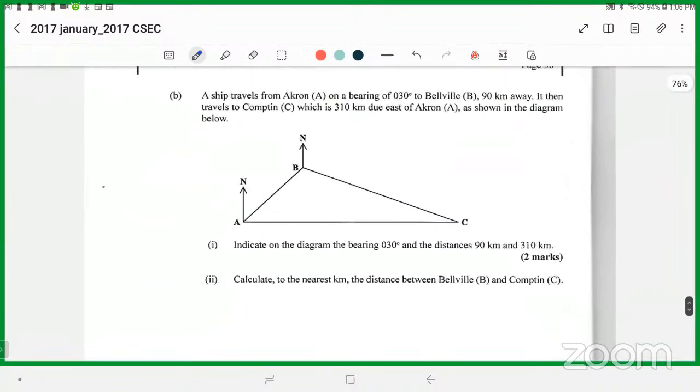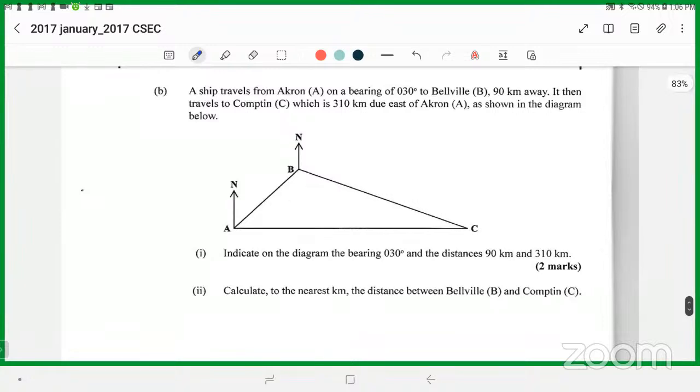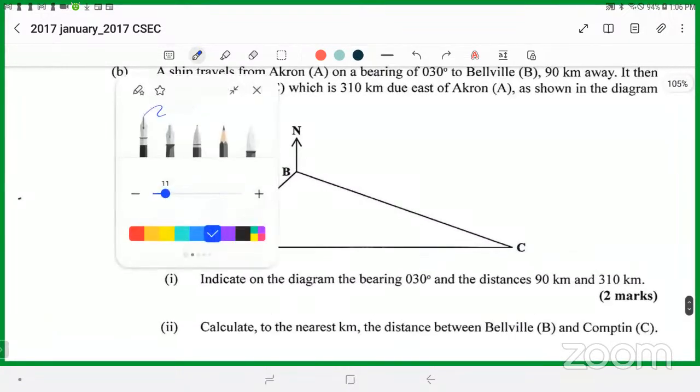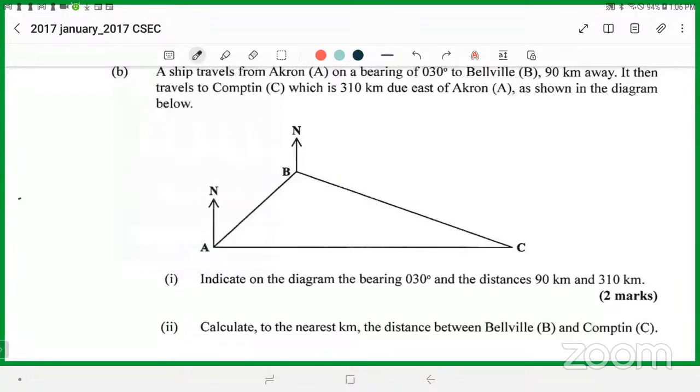Bearings. Light bearings question. They basically ask the same thing all the time. You just have to practice them. All right? The question says a ship travels from Akron, A, travels from here, A, on a bearing of 030 degrees to B. So it means that from A to B, the bearing is 030 degrees. I'm going to put it on the diagram right away, no hesitation. So this is my north line. I'm going to extend it up on my diagram like that in the exam room, just the same.